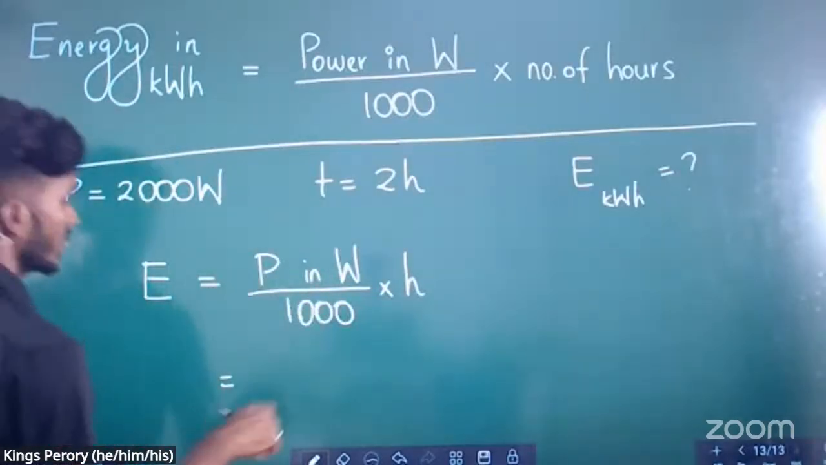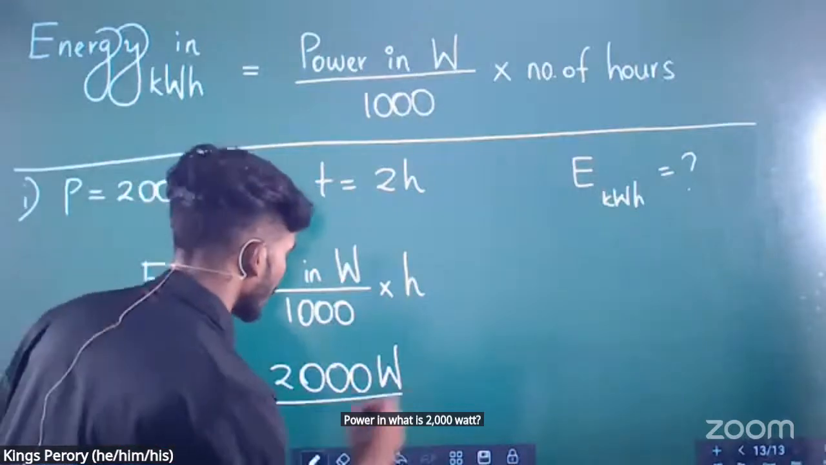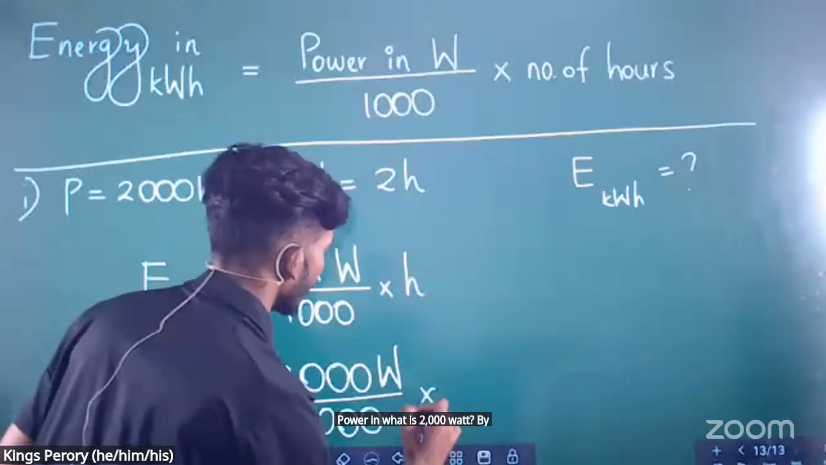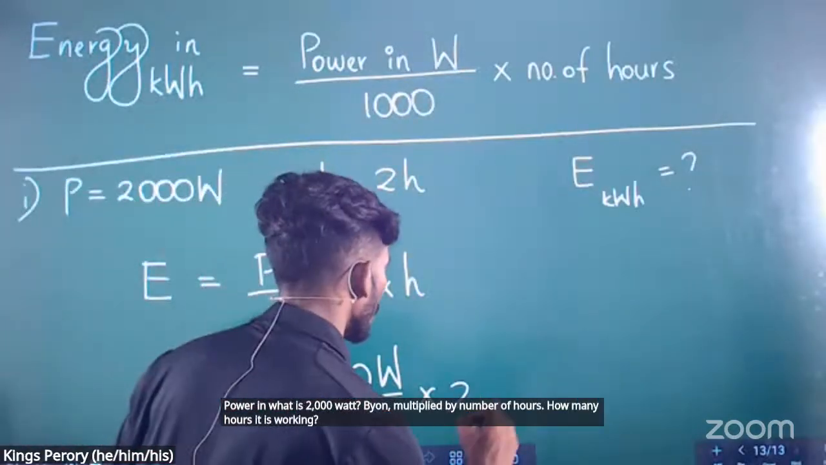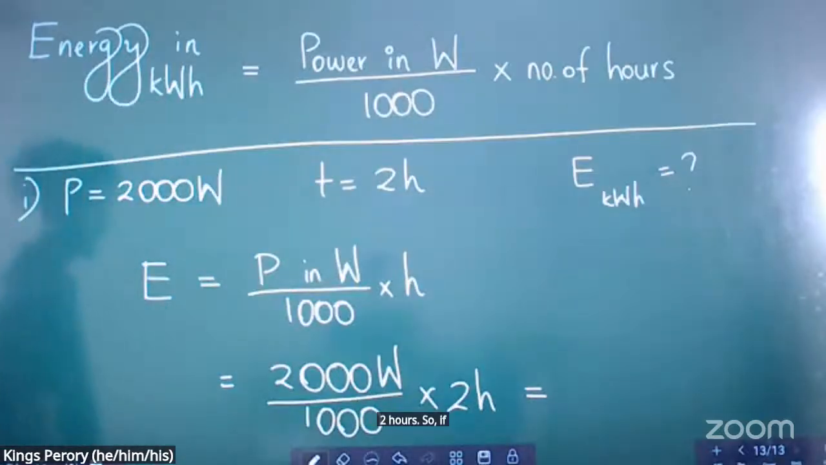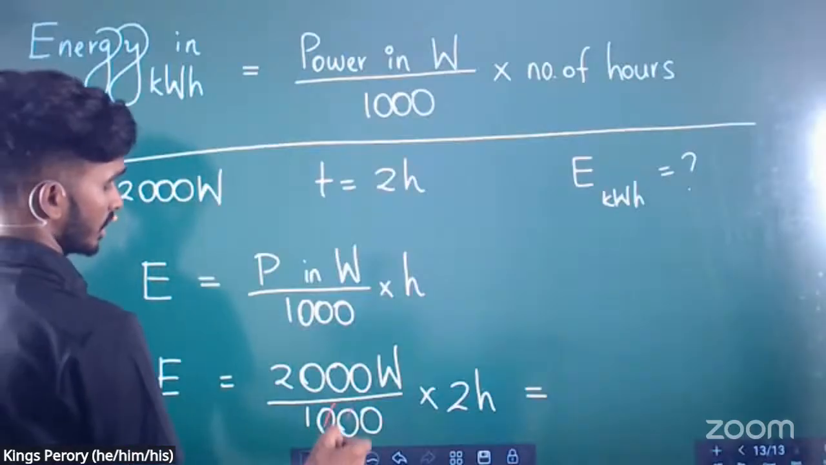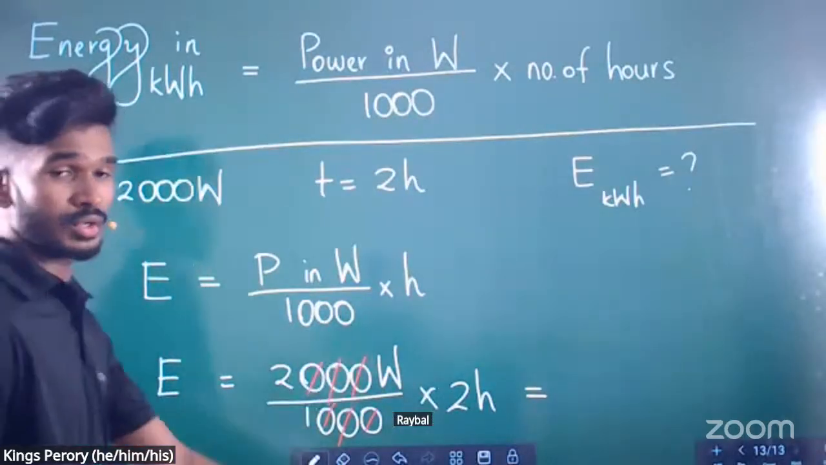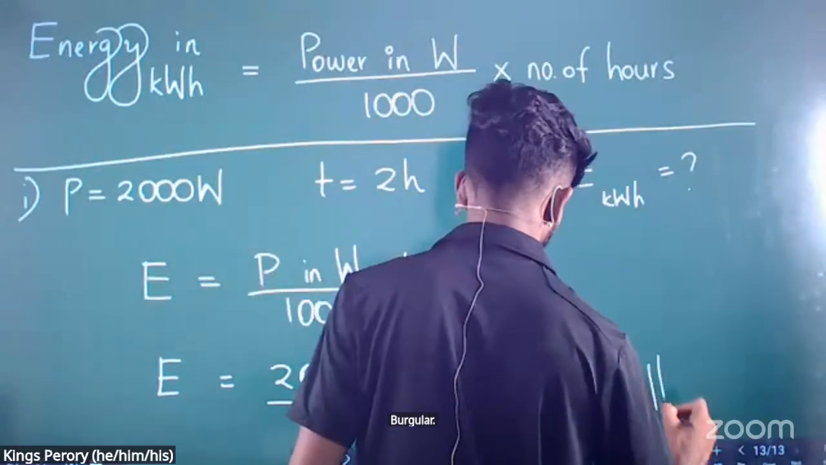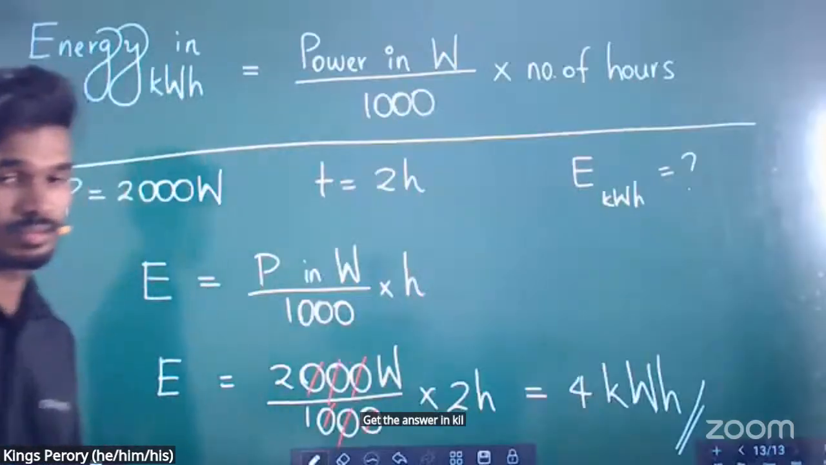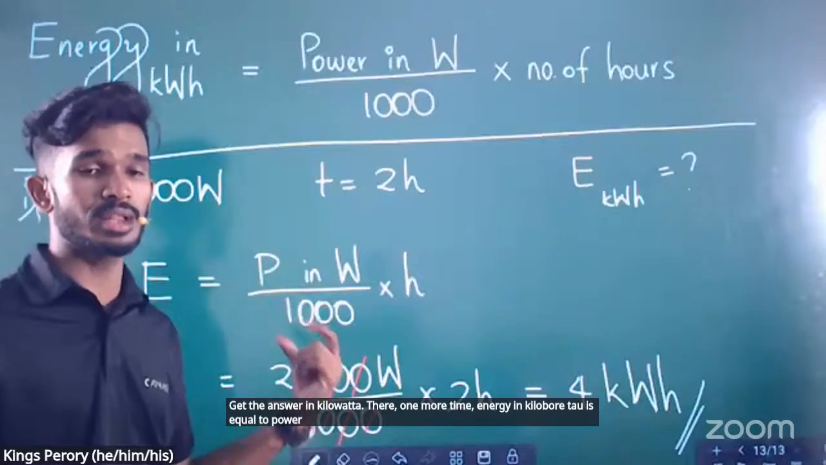Power in watt is 2000 watt. Divide by 1000, multiplied by number of hours. How many hours is it working? 2 hours. So if I do the math, how much do I get? Triple zero cancel off. 2 into 2, 4 kilowatt hour. Get the answer in kilowatt hour. So one more time, energy in kilowatt hour is equal to power in watt divided by 1000 multiplied by number of hours.